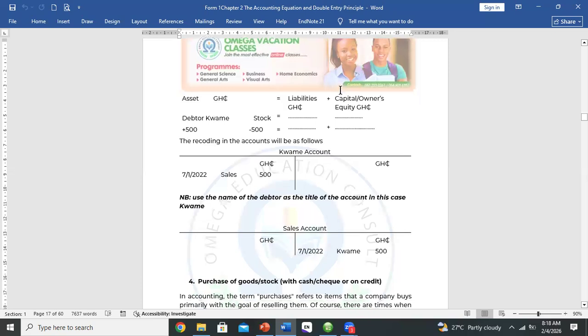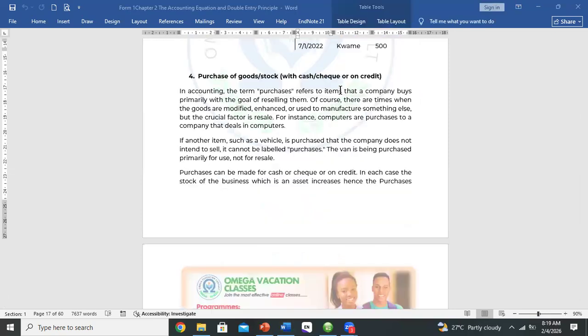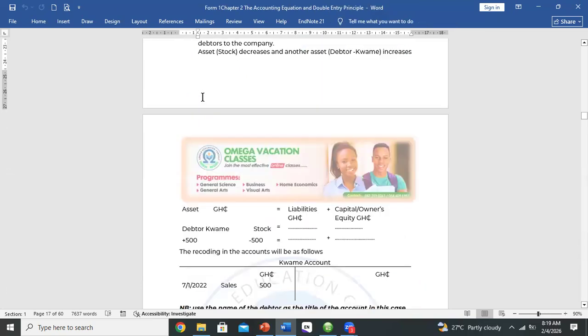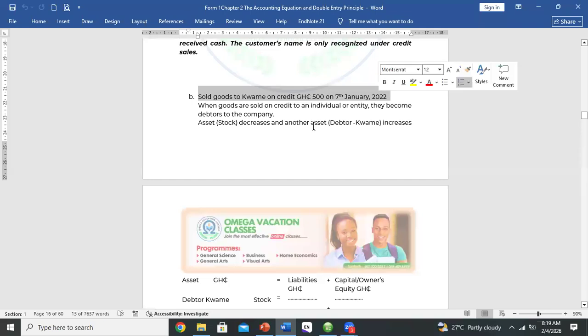Prof. Nicole, question, let's hear you. Sir, please, can you go back to 3B? Okay, 3B. Sold goods to Kwame on credit. Asset stock decreasing. Asset decreases and another asset, debtor Kwame, increases.